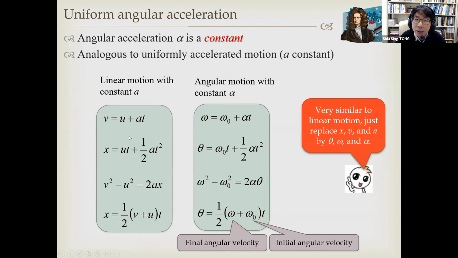Whenever you see a linear motion with constant acceleration, you can convert it into the angular formula by just replacing u with omega naught, v with omega, a with alpha, and x with theta, and then you convert to the angular counterpart. But I have to give you a warning. The warning is that these formulas are true only when alpha is a constant. If alpha is not a constant, then you cannot apply these formulas.